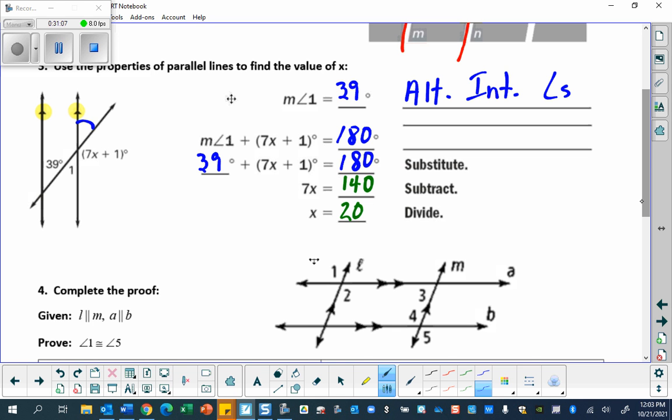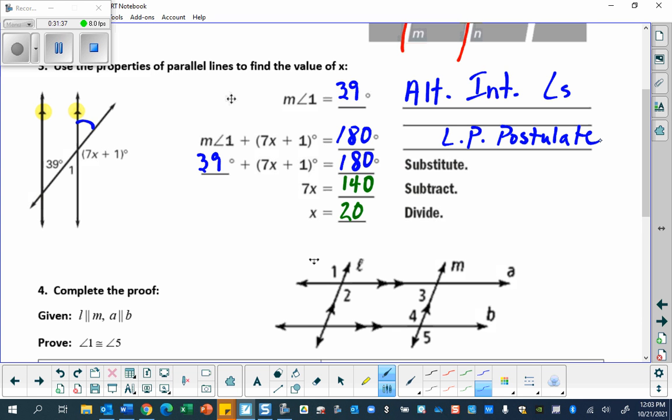So now I'm going to say the measure of angle 1 plus 7x plus 1 is equal to 180 degrees. Who says that? Yeah, they are a linear pair. The linear pair postulate says anytime you have two angles that are adjacent and supplementary, they are linear pairs. Linear pair postulate says go ahead and make them 180 degrees.